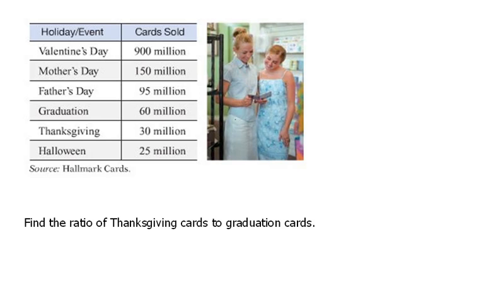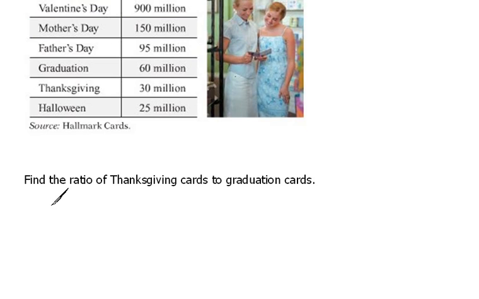Now, we can also work with application type problems once we understand how ratios work. So here we have a table that's talking about different holidays and events and the number of cards that are normally sold for that holiday or event. And so this came from Hallmark. Now our question says, find the ratio of Thanksgiving cards to graduation cards. So if we're going to write this as a ratio, we would need to keep it in the proper order. So they're asking us to compare Thanksgiving compared to graduation.